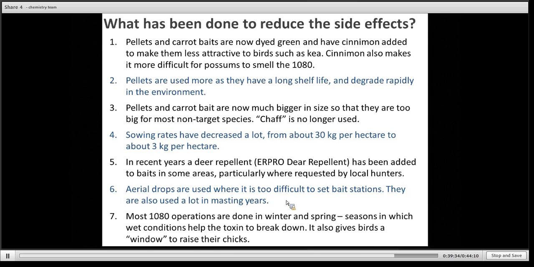And in the winter, springtime, if you've killed off the pests there, it just gives a bit of time for the birds to raise their chicks before the pests can reproduce and get going again to kill off the birds.